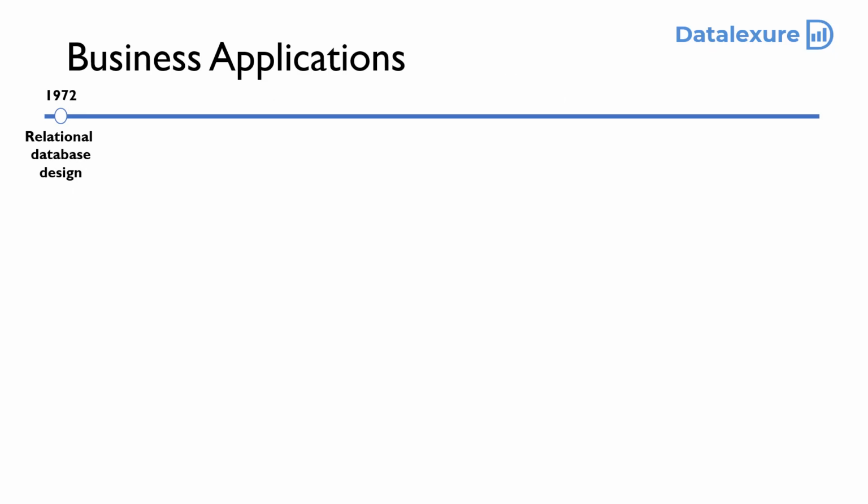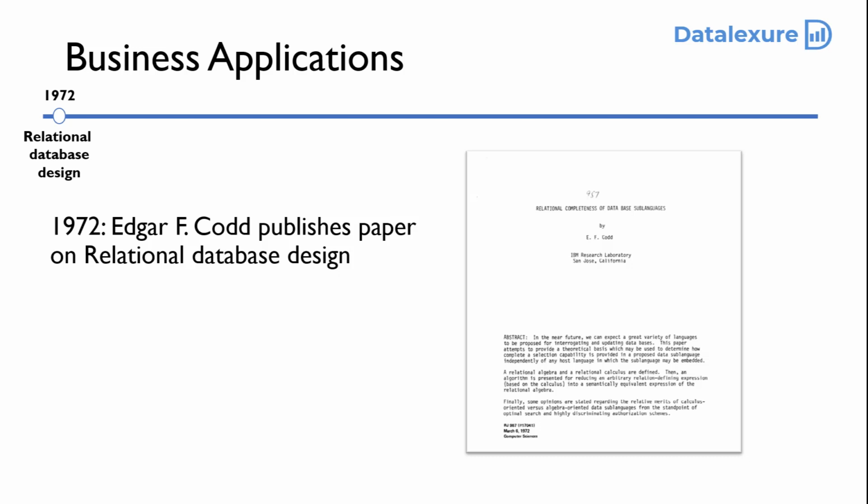The first thread I want to explore: business applications and the later rise of business intelligence. 1972, relational database design. In 1972, Edward F. Codd published a paper on relational database design. He's regarded as the inventor of the relational database, something that got very popular over time.